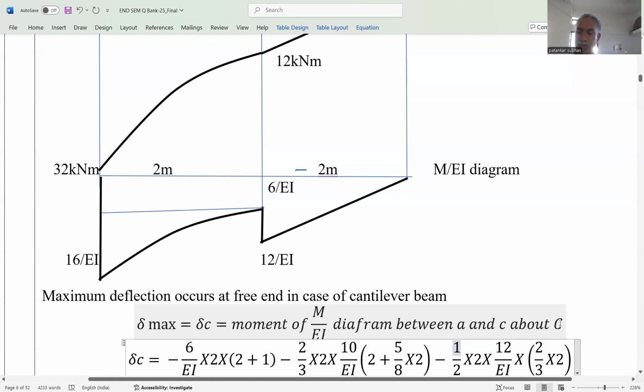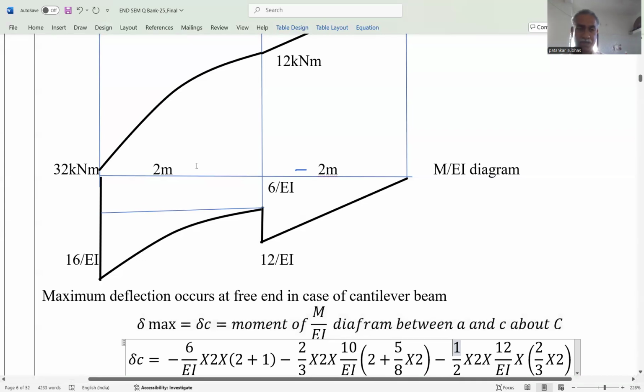That means we can find out the moment between A, that means the tangent drawn at point A, which is fixed, and that's why it is a straight line. And when we draw the tangent at C, it is an inclined line. That's why it is the vertical intercept between the two tangents. And therefore, it is the moment of area of the M by EI diagram between support A and support C, which is the free end, and moment at C.